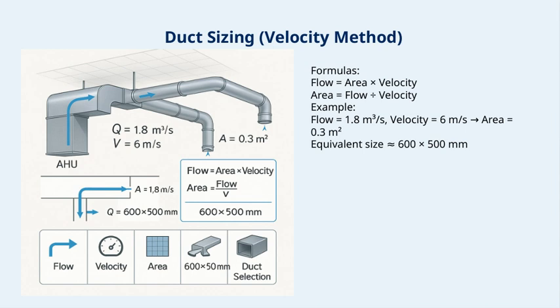The second formula is simply rearranging that. Area equals flow divided by velocity. This is very useful when you're designing or adjusting duct sizes to ensure proper airflow.